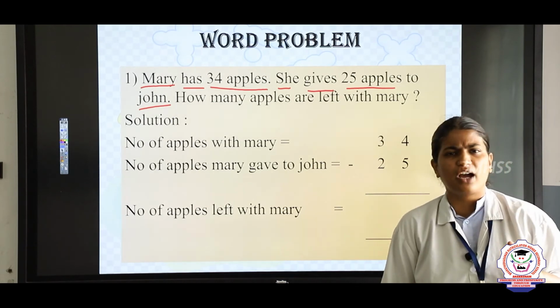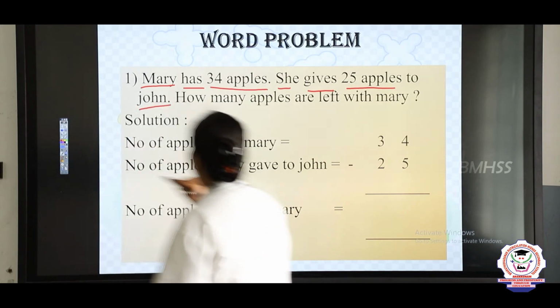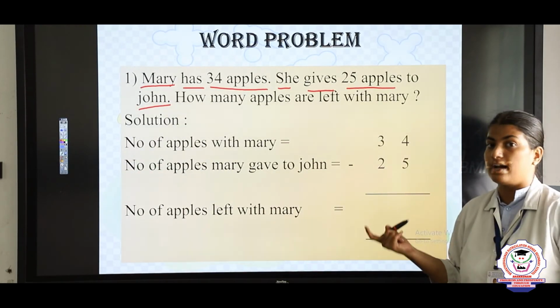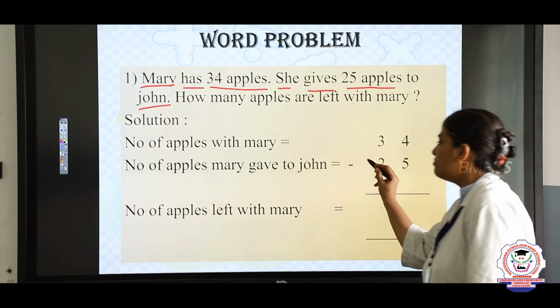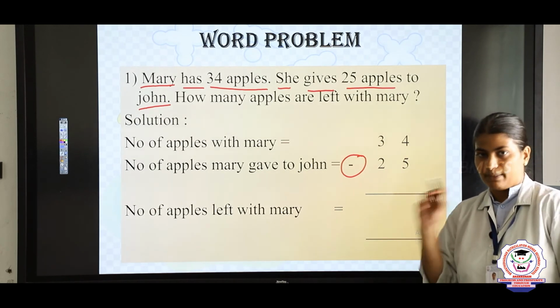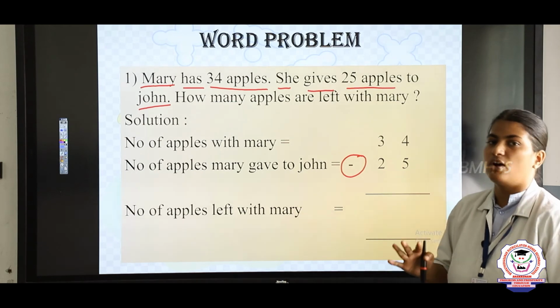Okay children, so you are going to find out how many apples are left with Mary. How can you find it out? We can find it out with subtraction. Now we are going to subtract 34 and 25 and find out how many apples are left with Mary. Always when you are doing a sum, the symbol is very very important. So you should put whether you are doing subtraction or addition. The symbol decides whether you are doing subtraction or addition.